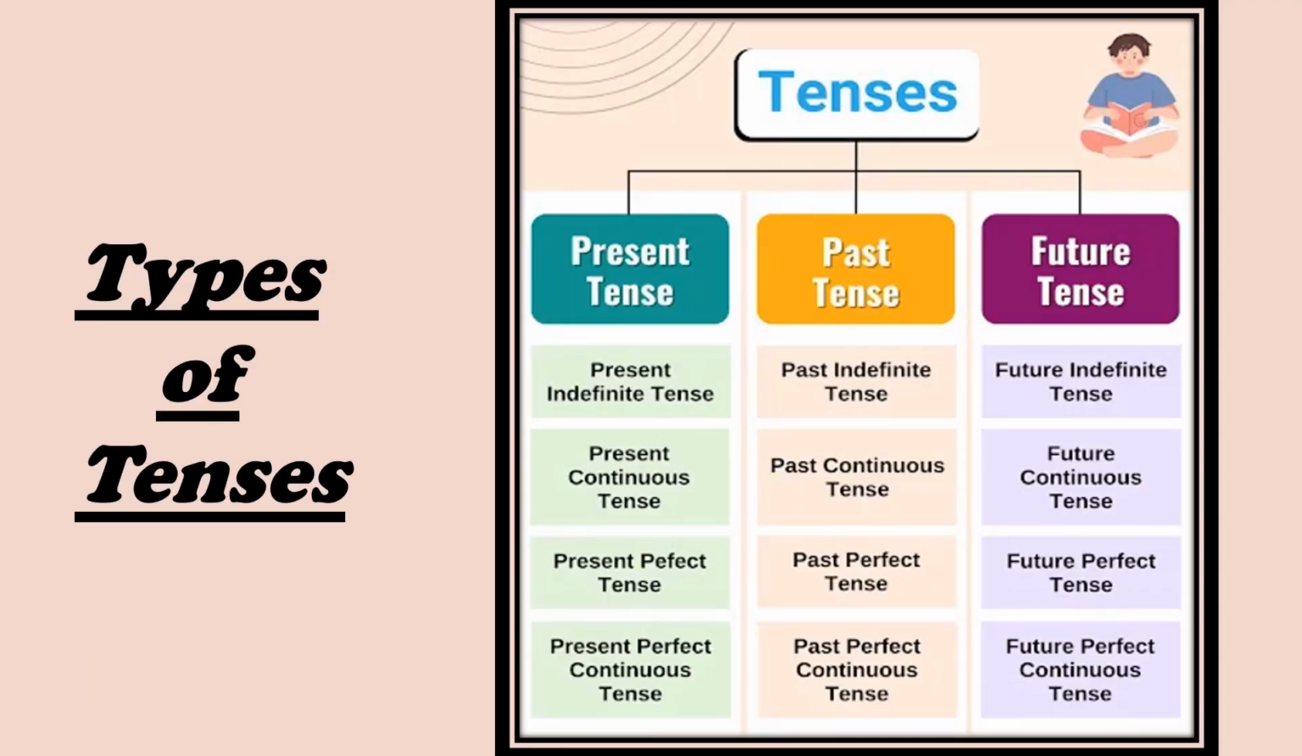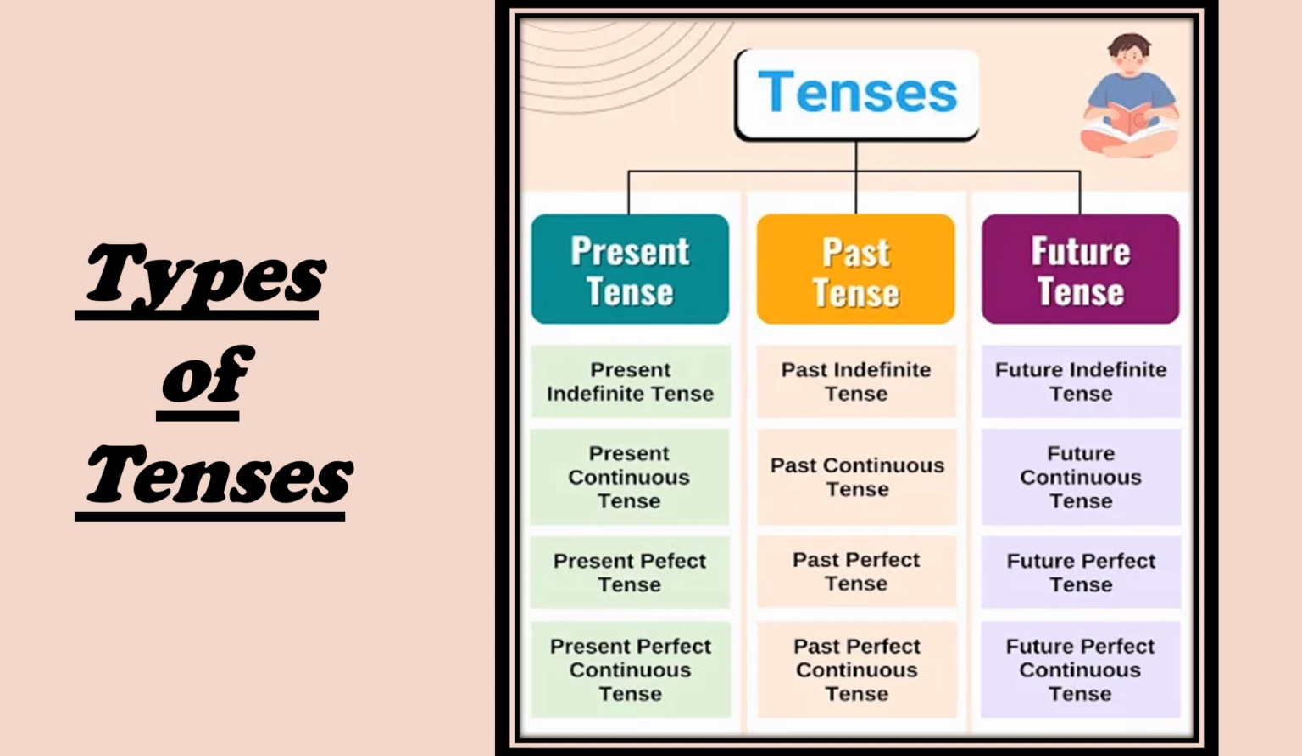Now, as you all must have understood by now that tenses are of three main types. Present tense, which is whatever is going on. Past tense, which has passed. And future tense, which is our coming tomorrow.